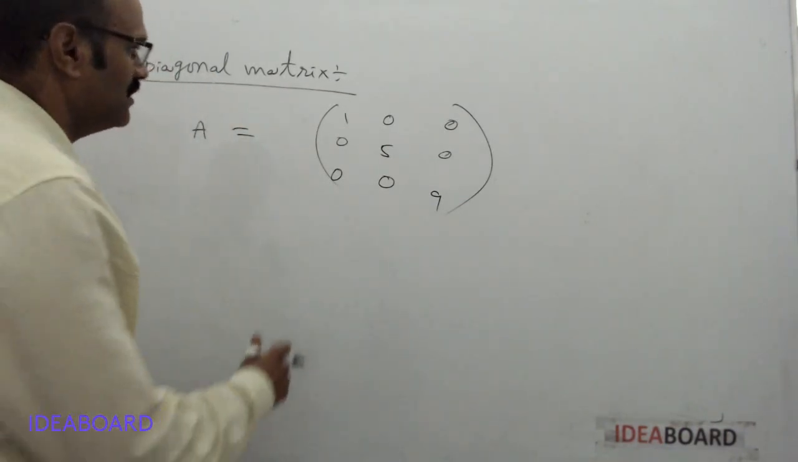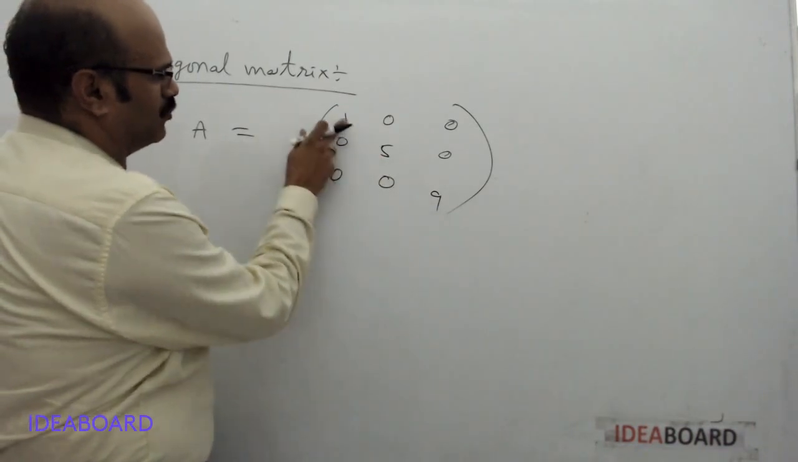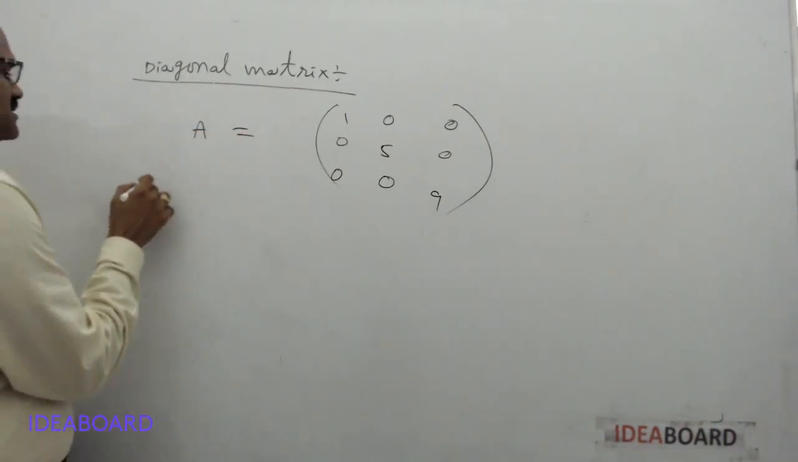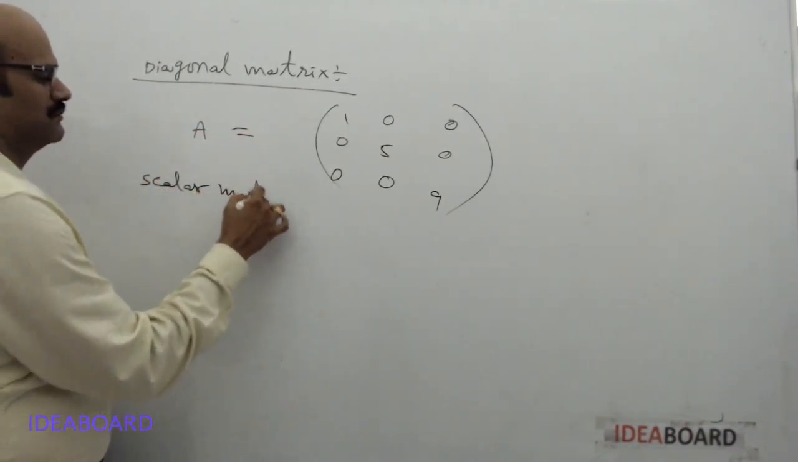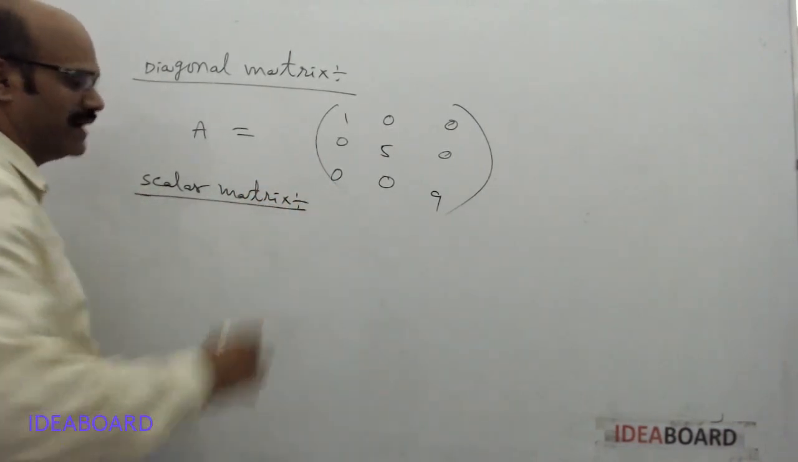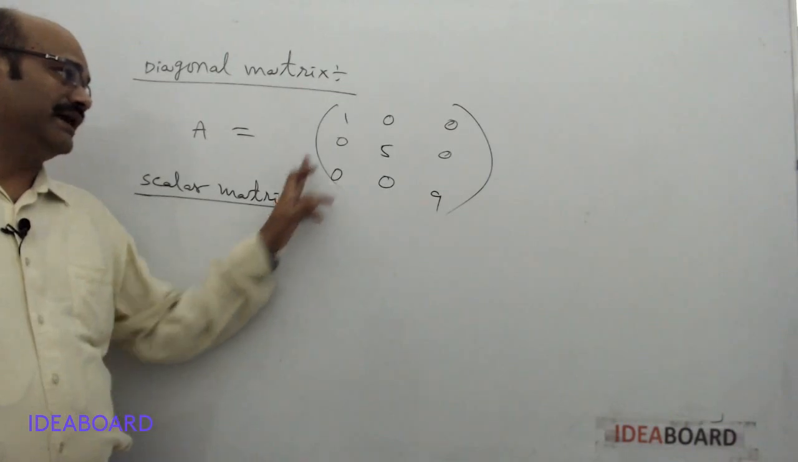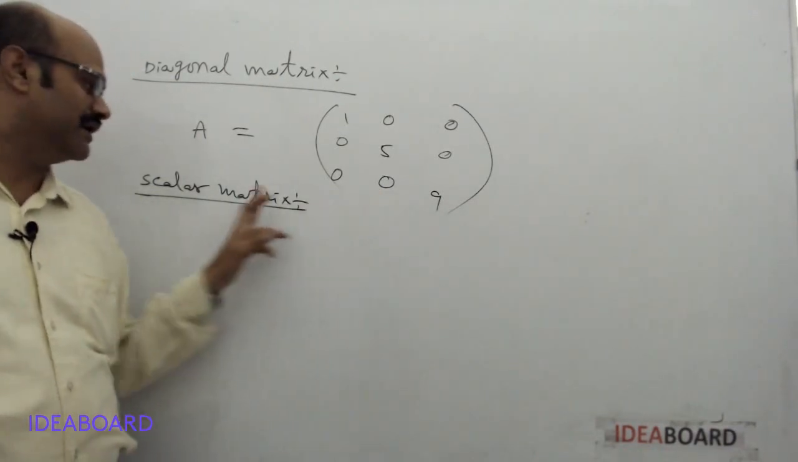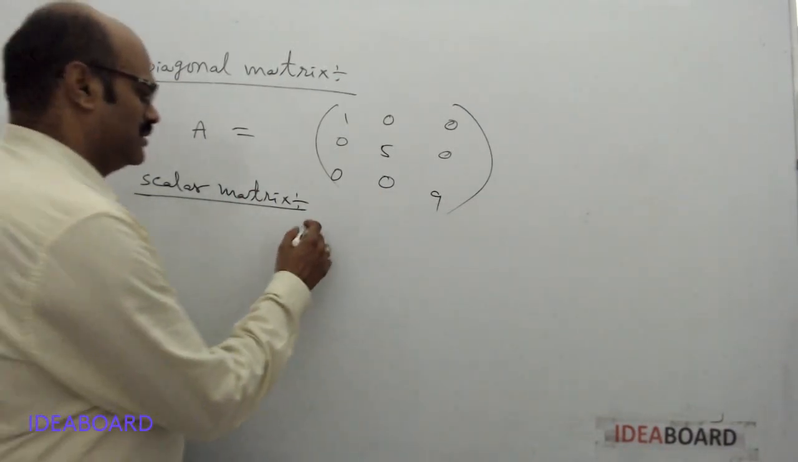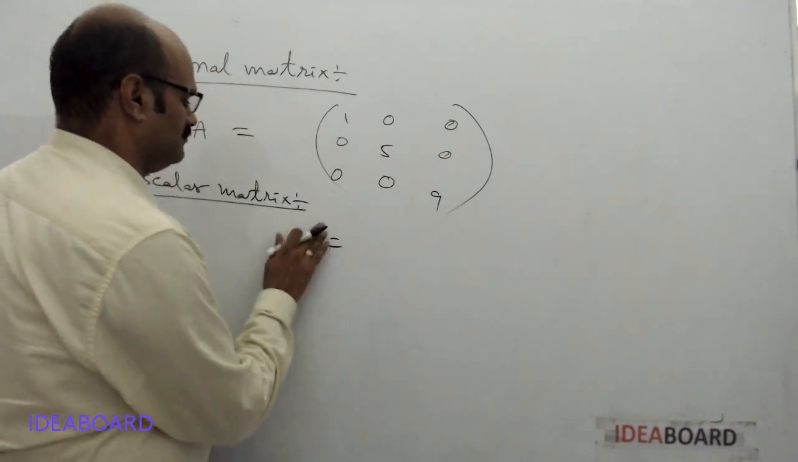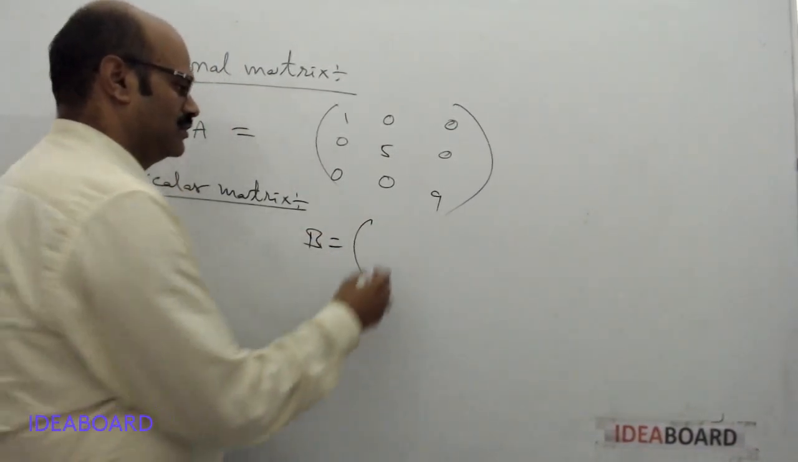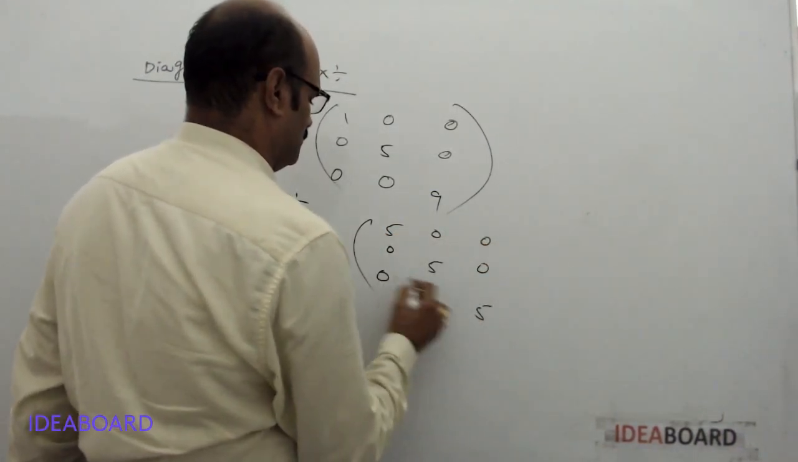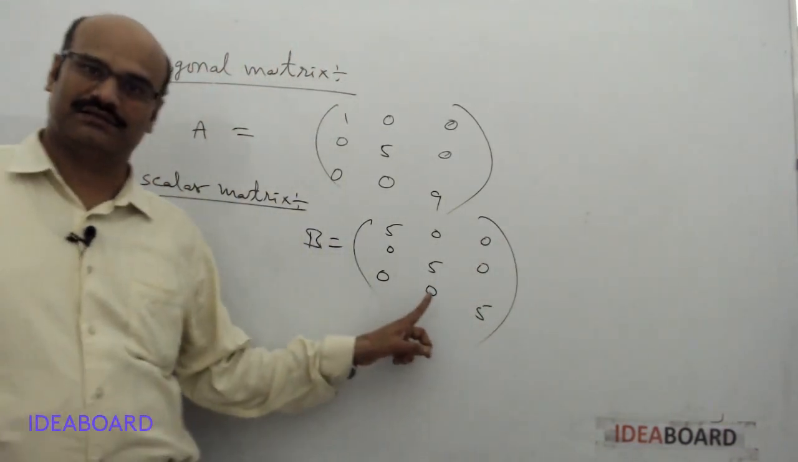Now here the principal diagonal elements are equal to 1, 5 and 9. This is called a diagonal matrix. Next, scalar matrix. A diagonal matrix in which all the principal diagonal elements are equal is called a scalar matrix. So, take B equal to 5, 5, 5, 0, 0, 0, 0. This is called a scalar matrix.